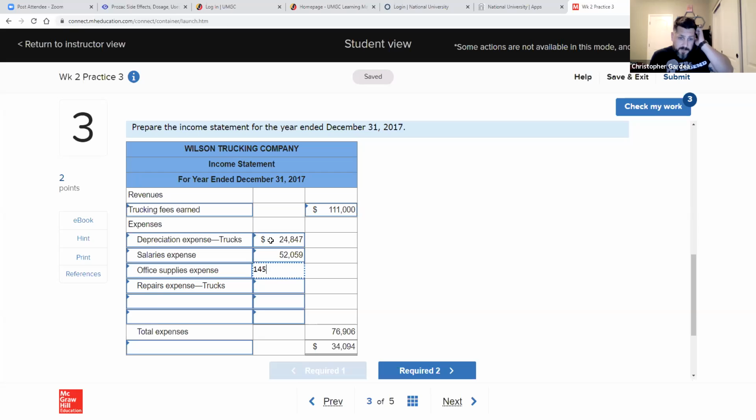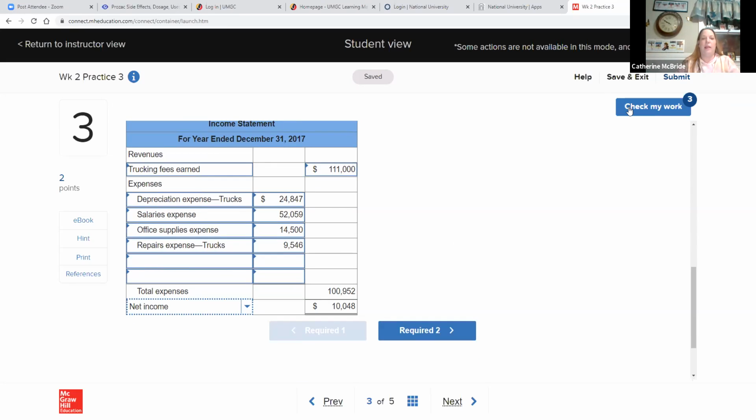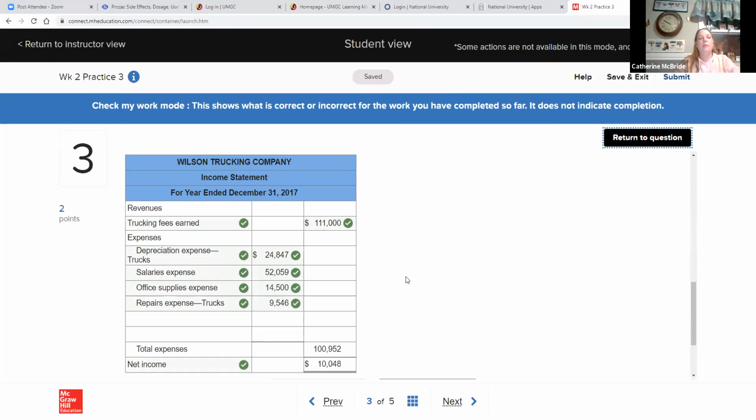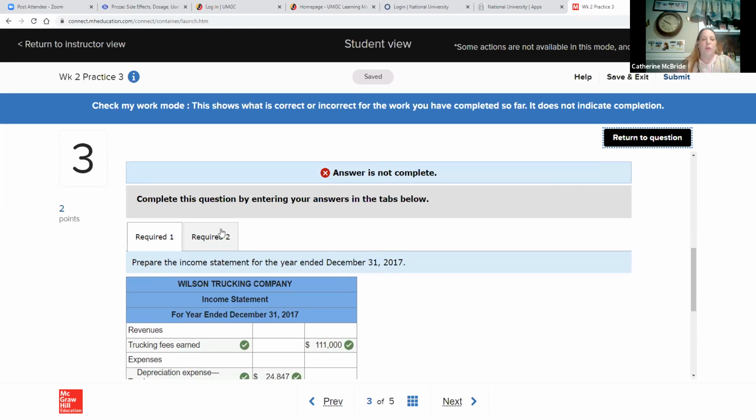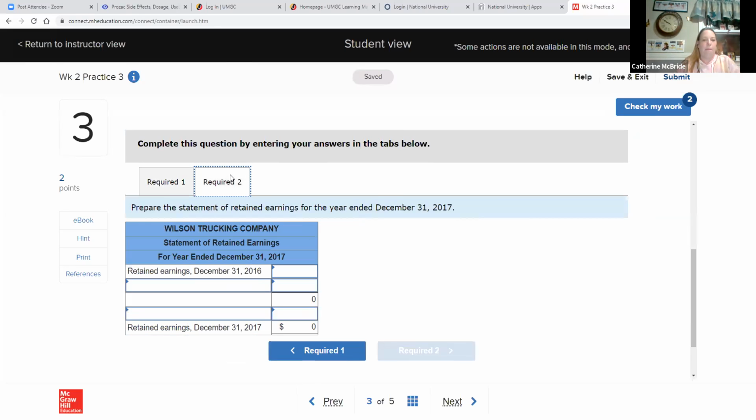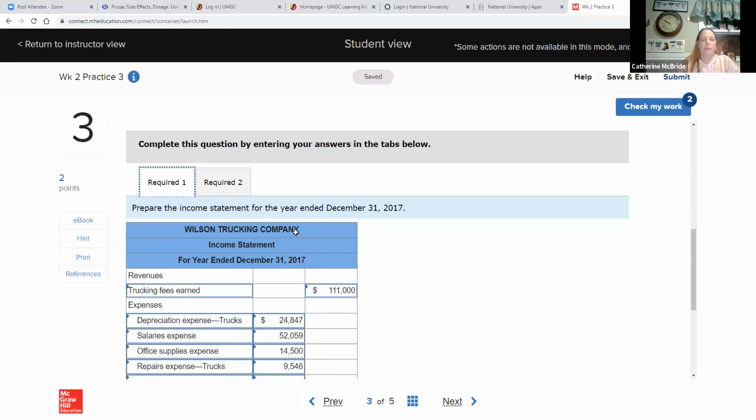$52,059, $14,500, and $95.46. Okay, so that's just an empty line. Don't forget this bottom one though, where you have to decide if it's net income or net loss. In this case, it's net income. And in this case, I would definitely check my work before I go on, because the next thing that we're going to do is the statement of retained earnings. And the statement of retained earnings is going to need this net income amount.